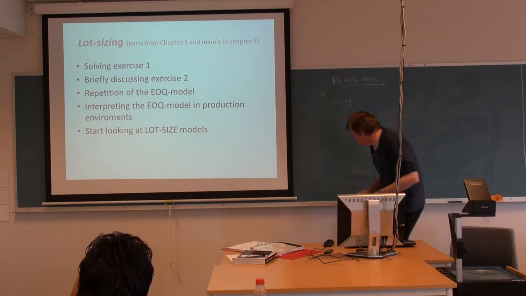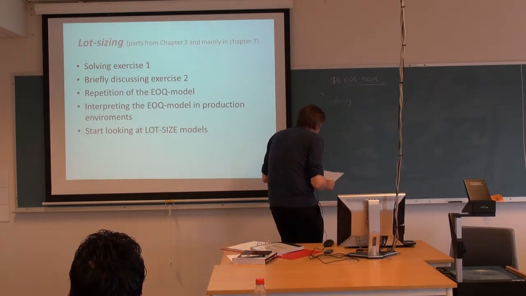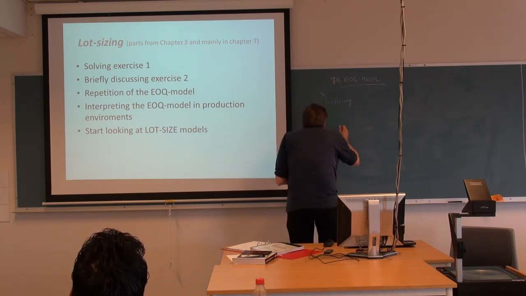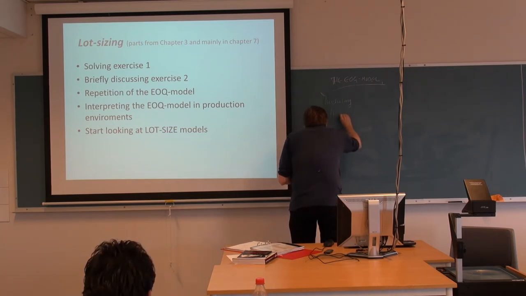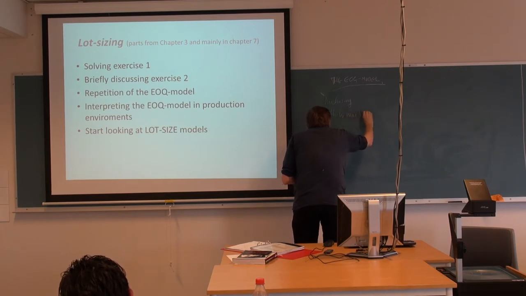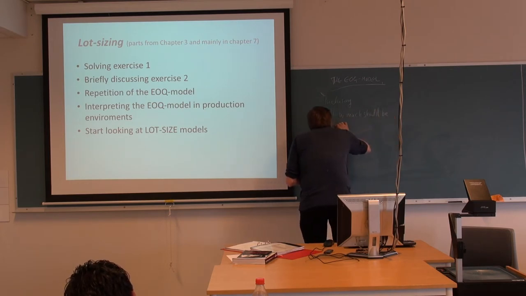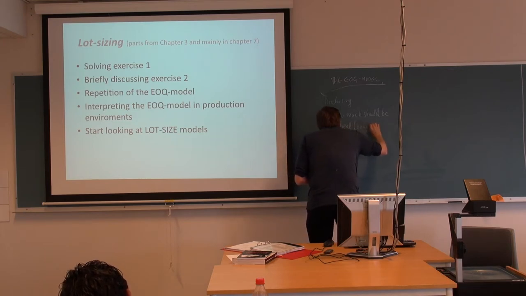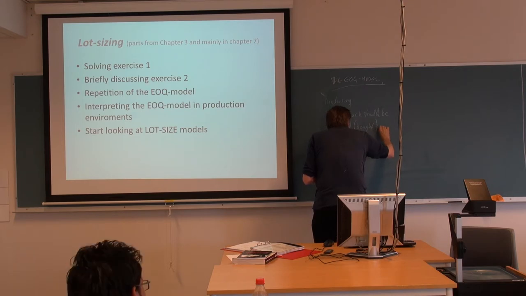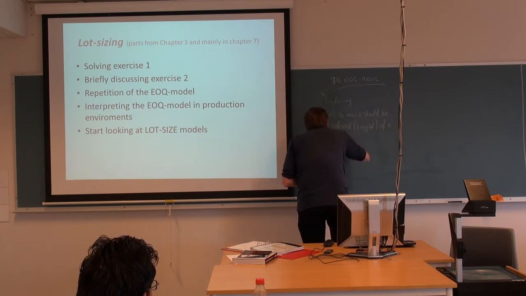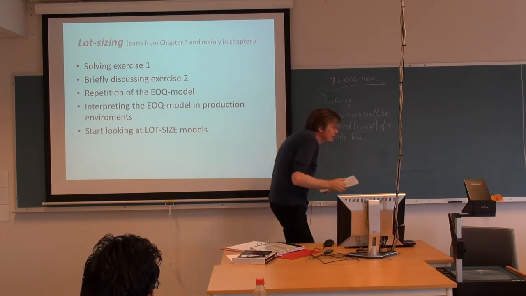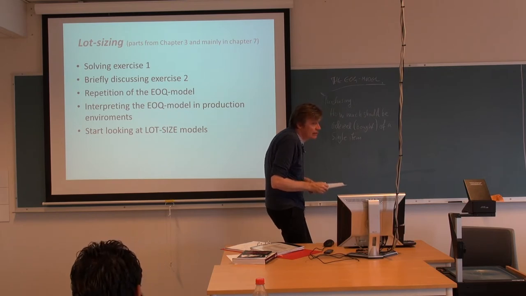So we look at a micro type of problem here. We can look at the following: how much should be ordered, if you like, bought, of a single item. So again, we look at a single item here, and in many cases we can do that item by item. In other cases we can't. We will look more into this.